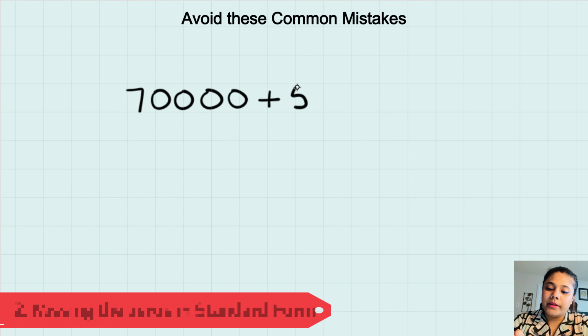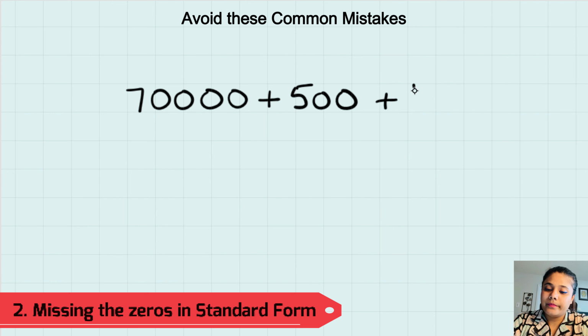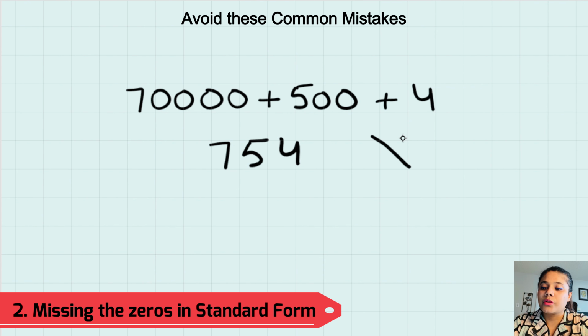Let's say you are already given this expansion form. When we expand it, students generally make the mistake of writing this as 574, which is wrong. There are some places where there is a 0, but they have not written it in expansion form since it is not necessary to write the zeros in expansion form.